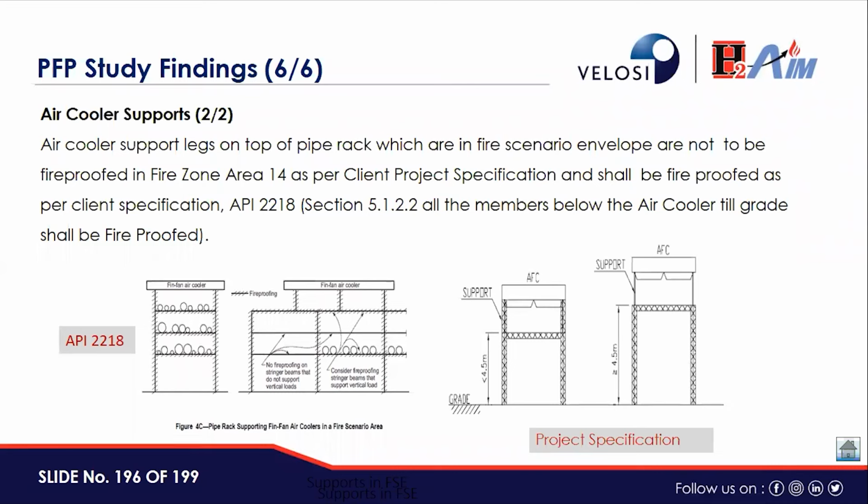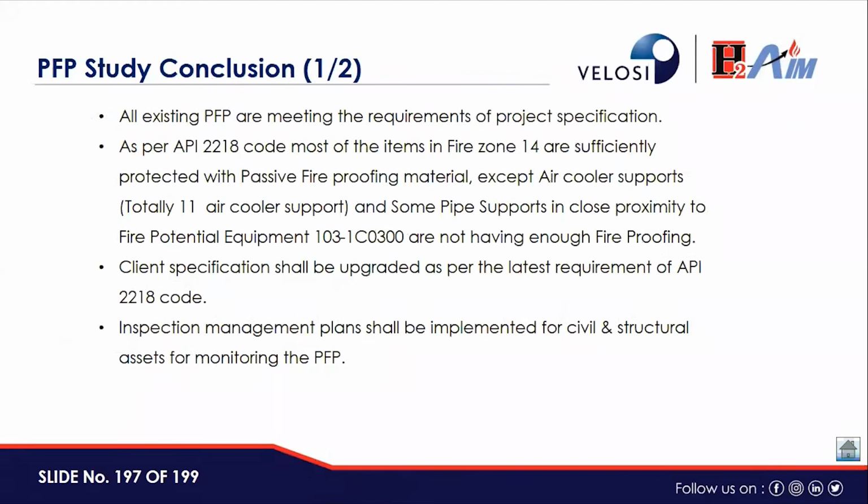So API 2218 section 5.1.2.2, all the members below the air cooler till grade shall be fireproofed. So this is the conclusion of passive fire protection study. All existing passive fire protection are meeting the requirements for the project specification which was provided. As per API 2218 code, most of the items in fire zone 14 are sufficiently protected with passive fireproofing material except air cooler supports. Totally 11 air cooler supports were there and some pipe supports in close proximity to fire protection equipment are not having enough fireproofing.